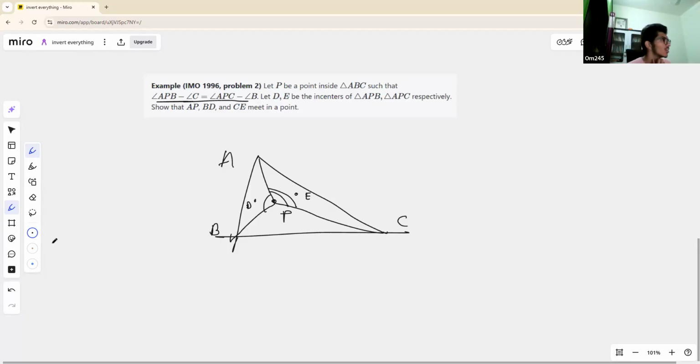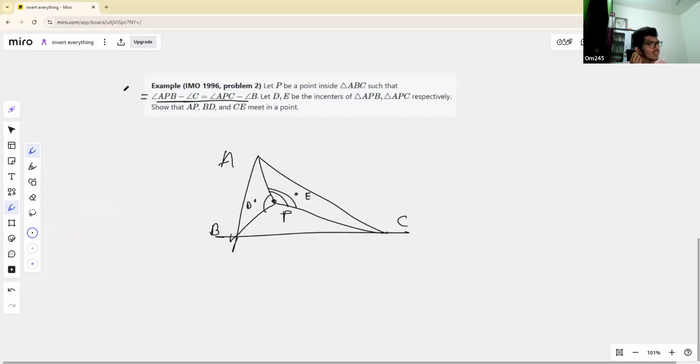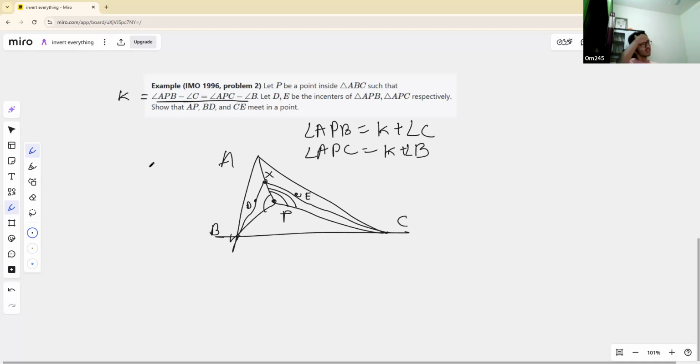Okay, I will start again. So first of all, this angle condition seems weird. So let's suppose this difference is equal to k. Then this is telling us angle APB is equal to k plus angle C, and angle APC is equal to k plus angle B. And with only this condition, they're asking you to prove that BD, CE, and AP are concurrent. Suppose at X.